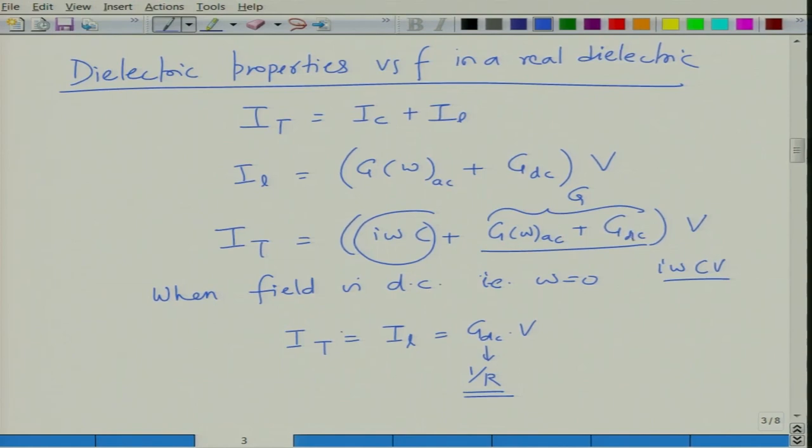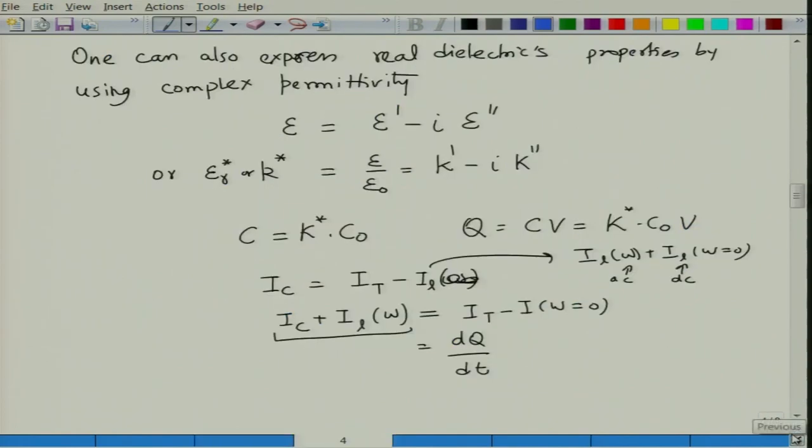When the field is DC, then of course omega is equal to 0, and the current that you measure is basically the loss current. There is no frequency dependence in the system. So how do you relate that previous equation to the dielectric properties? We express the dielectric properties, such as the dielectric constant, in terms of complex properties, so epsilon can be written as epsilon prime minus i epsilon double prime. And since epsilon is equal to epsilon naught into epsilon r star or k star, we can write this in terms of epsilon r star or k star, which is equal to k prime minus i k double prime, or epsilon r prime minus i epsilon r double prime.